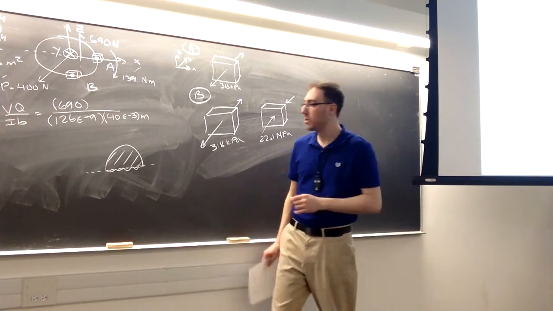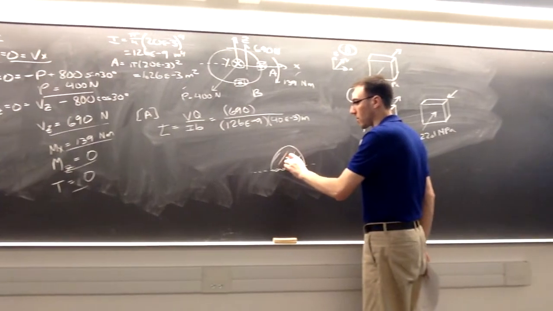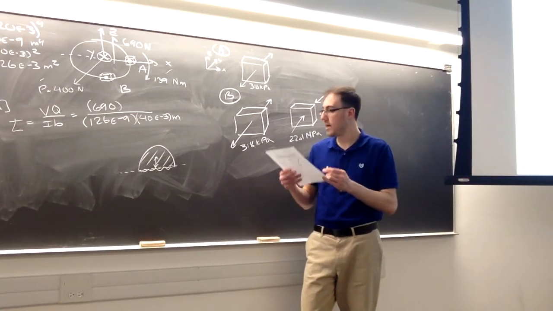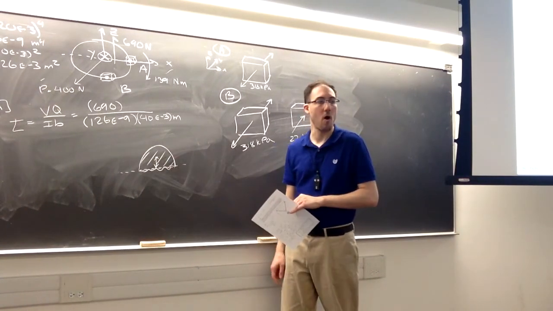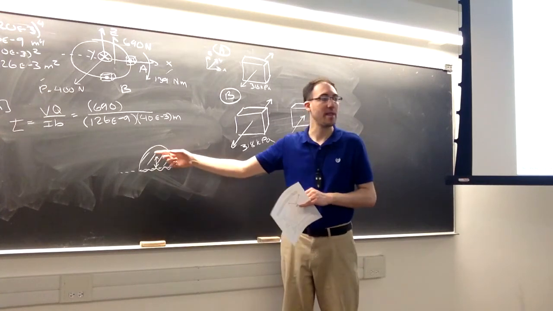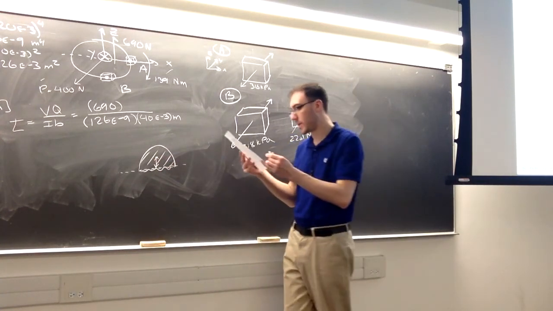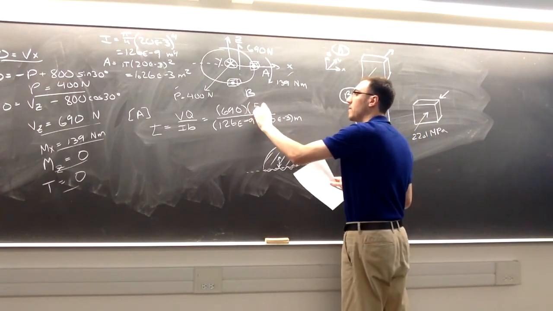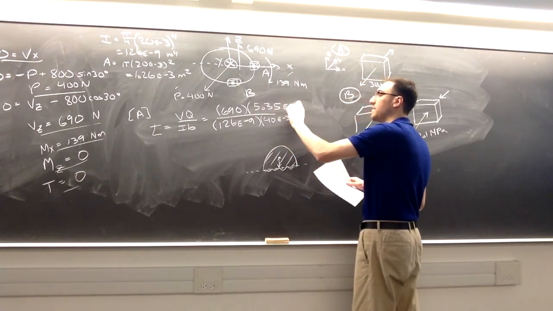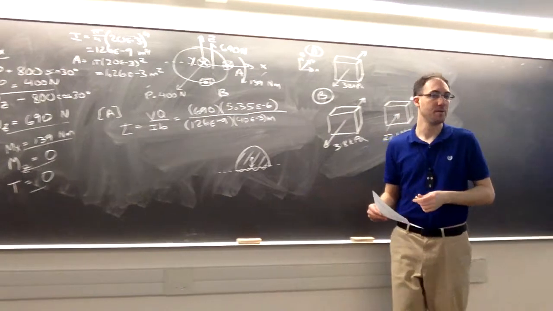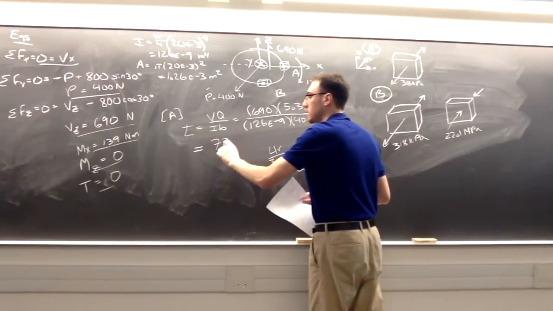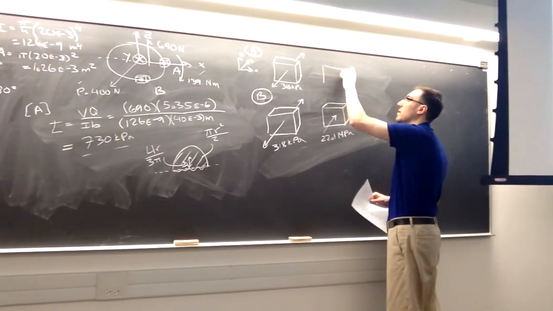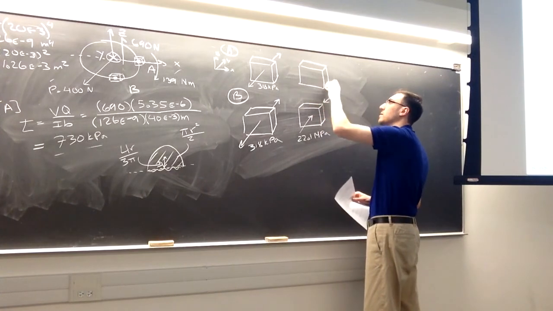And we have to calculate Q. Well, we know that this is a half circle, so we know its area is going to be pi r squared over 2. And we know that this distance here is 4r over 3 pi. So if we multiply that area by 4r over 3 pi, we're going to get a Q value. I won't go through all the intermediary steps, but Q will get 5.35 times 10 to the negative 6 meters cubed. We get 730 kilopascals. B does not get affected by this.